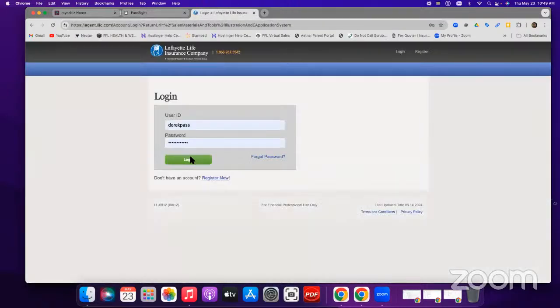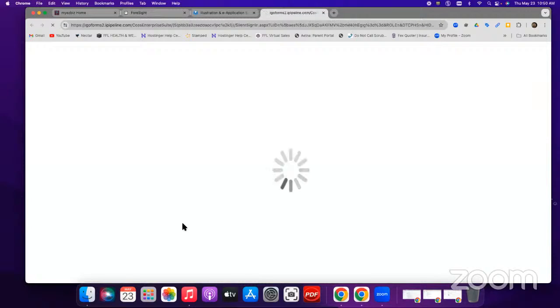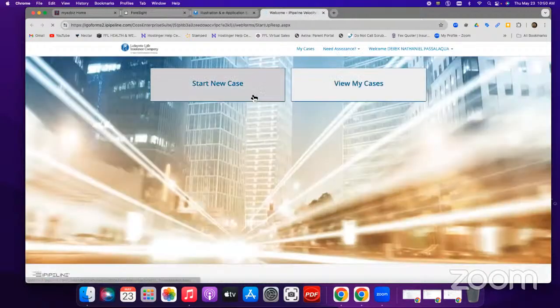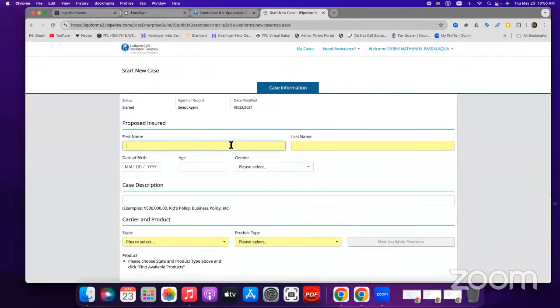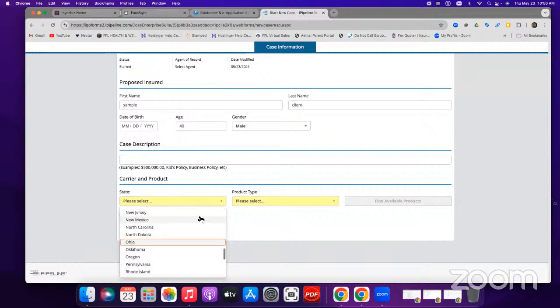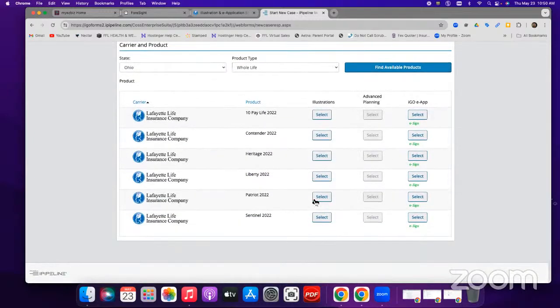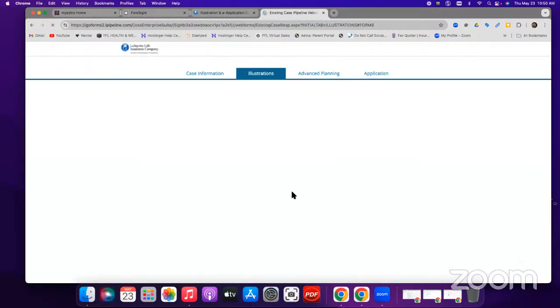So let's see. I think it's interesting seeing the differences in outcomes. So let's start a new case. Sample client, age 40. Oops. Male. I'm in Ohio. Whole life. And we'll use the Patriot.